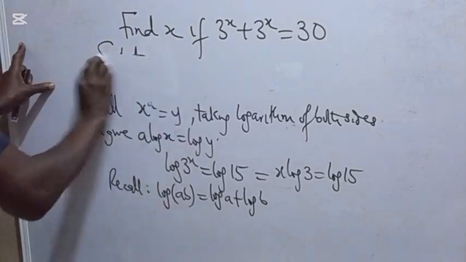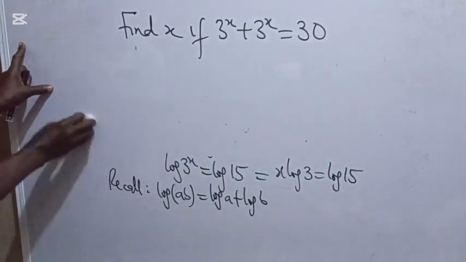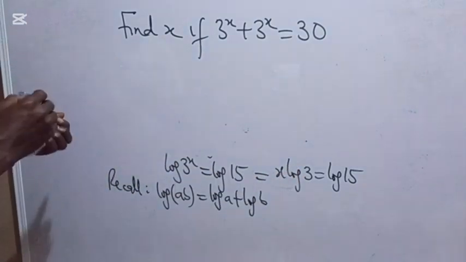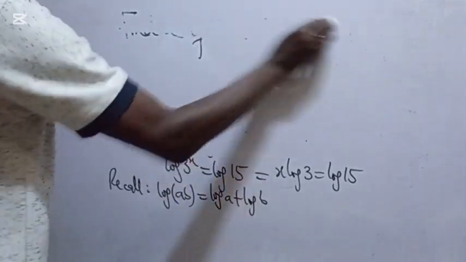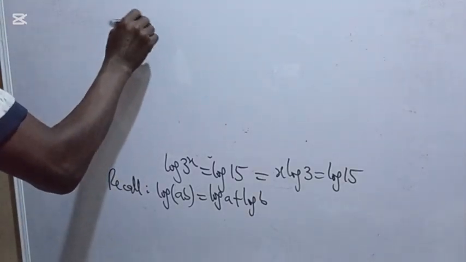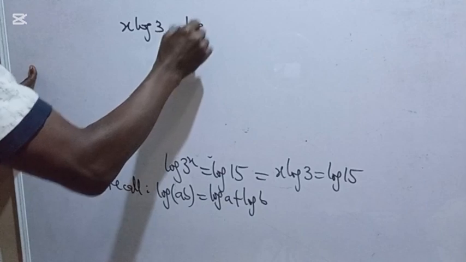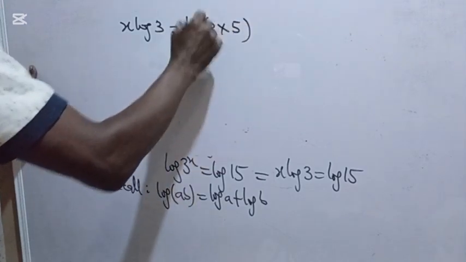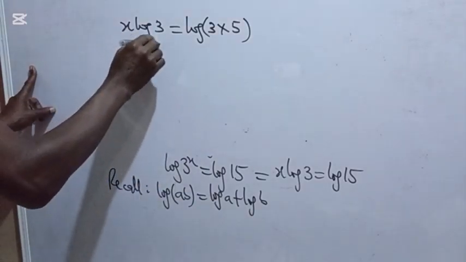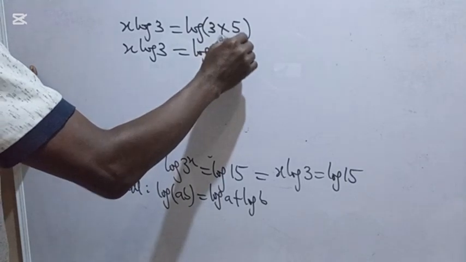Let's continue by cleaning this. So that implies we can have x log 3 is equal to, this log 15 can be changed to log 3 times 5. So with this law, you can now have x log 3 is equal to log 3 plus log 5.